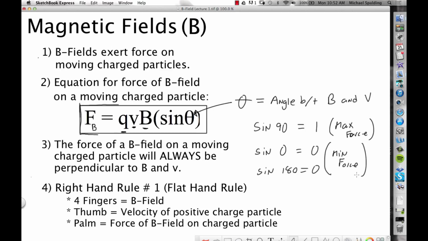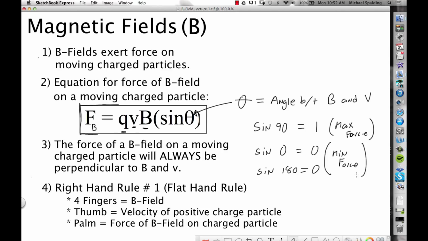Okay, and then 180 would be this. Magnetic field traveling that way, charged particle traveling the other way. You know, that'd be the exact same thing. The force would be 0 there. So in order for the magnetic field to exert a force on the charged particle, the magnetic field and the charged particle have to cross. There has to be some angle there. And then when does force become a maximum? 90. At 90, when they cross like that. Okay? All right.